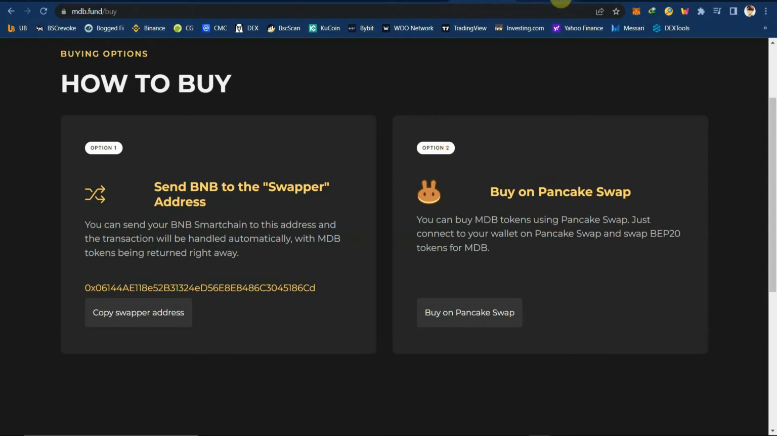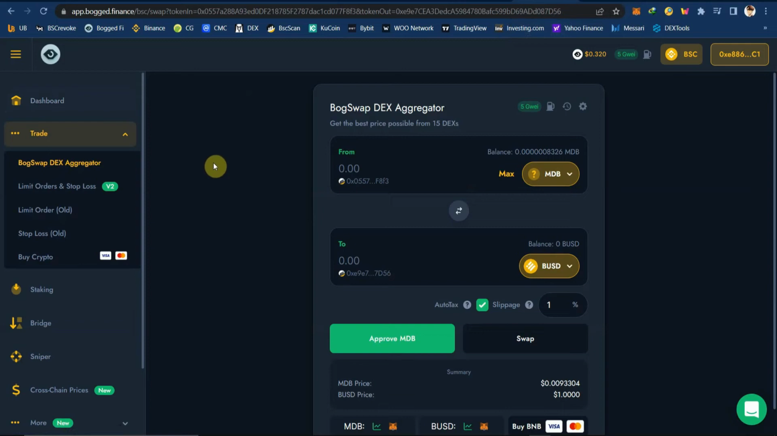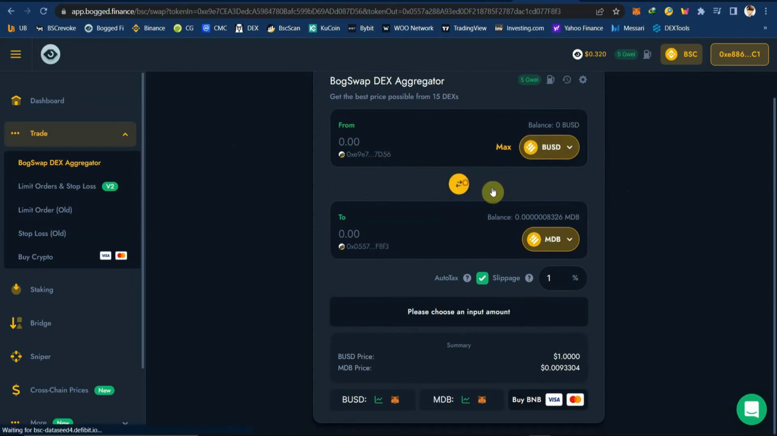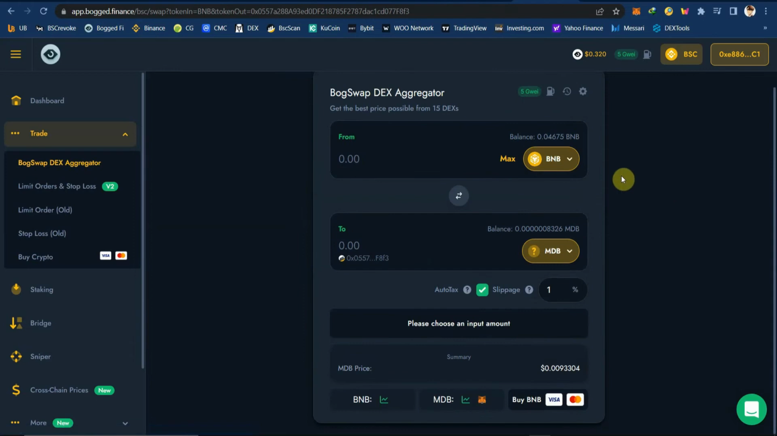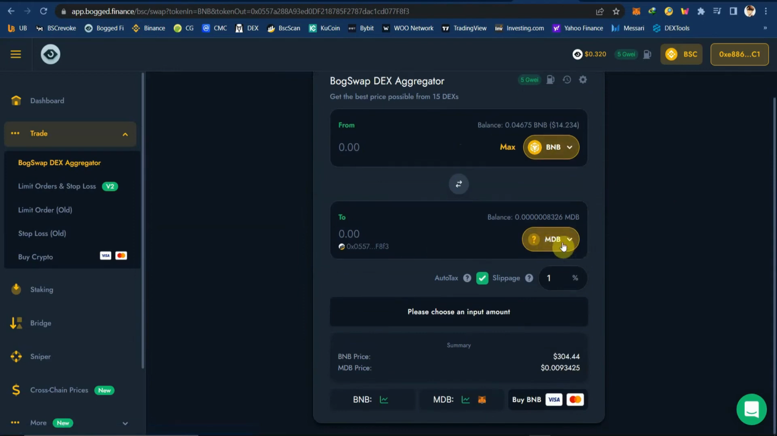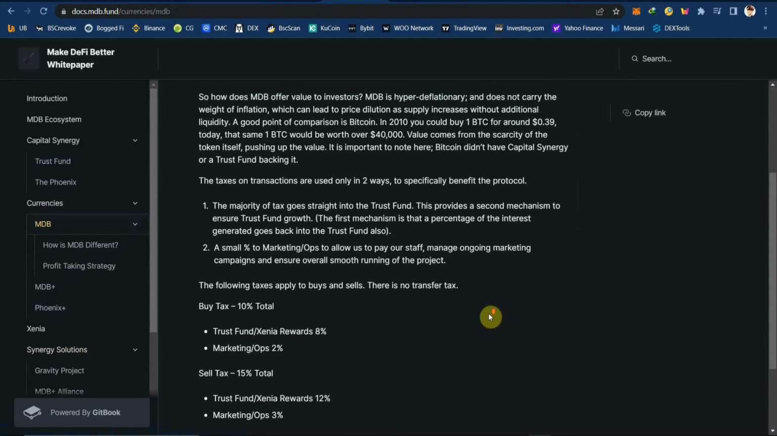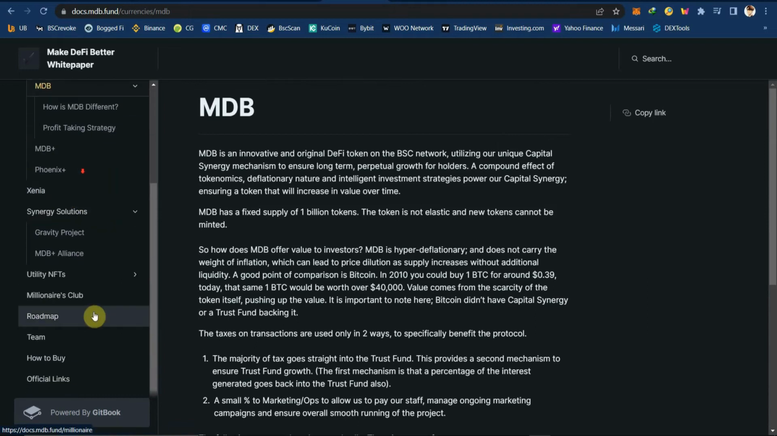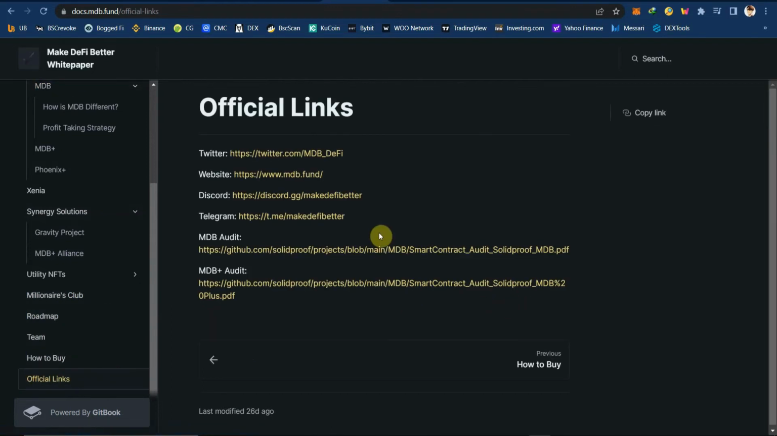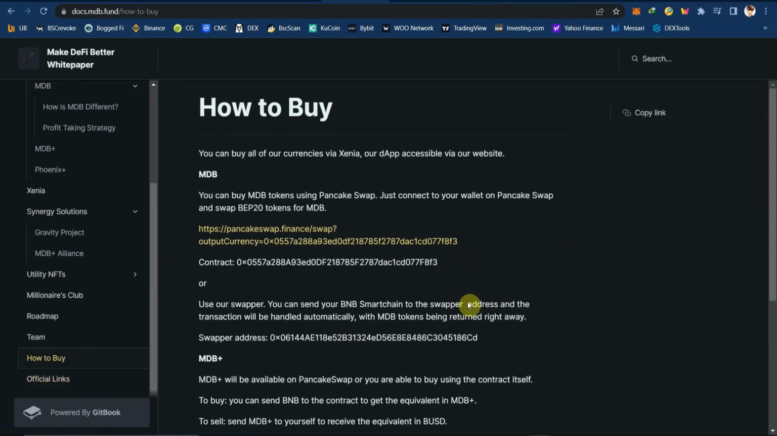Now, if you don't want to go to PancakeSwap, you could also go to DexScreener. DexScreener is a DEX aggregator. So here, if you have BUSD or BNB, you could buy MDB. Now, how do you get that? Basically, if you go to the website, you go to the white paper, and then you go to MDB. Hopefully there's the address. I'm sure the token address is here. Official links? No. How to buy? There you go. It's under how to buy in the white paper. Okay, so that's the contract token address.